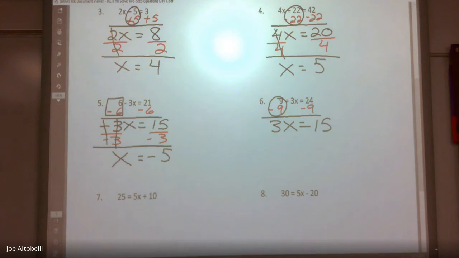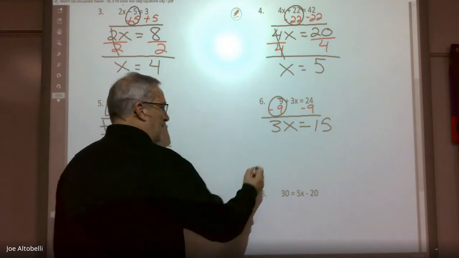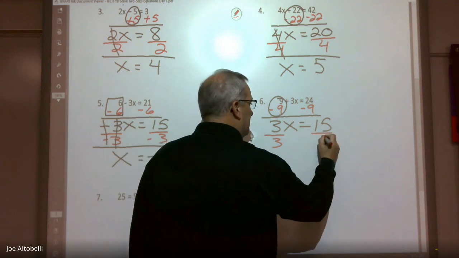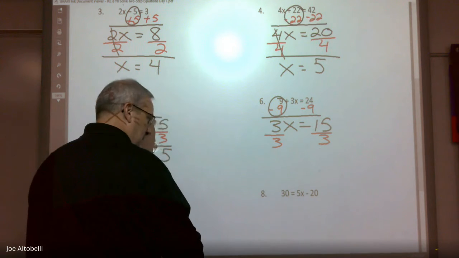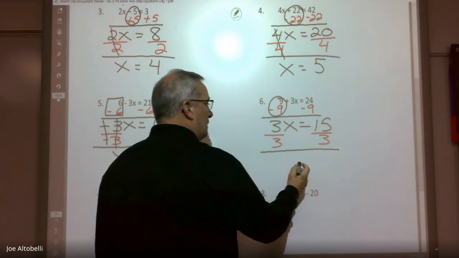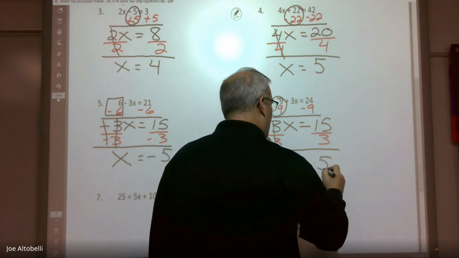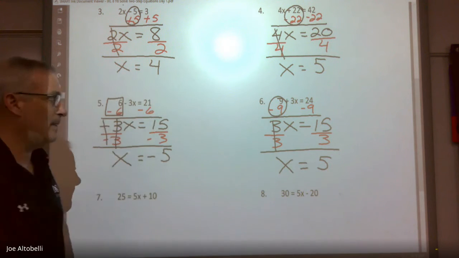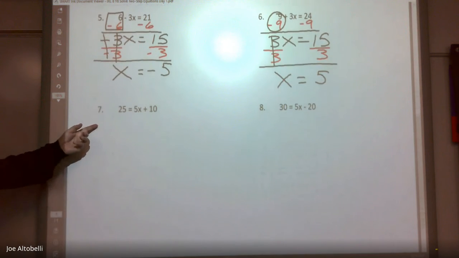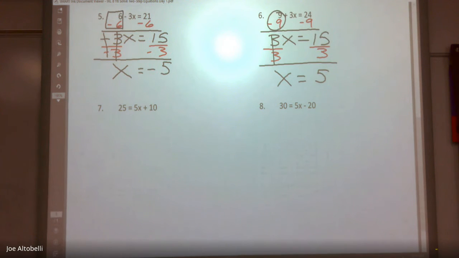And then my next step, how do I undo multiplying by 3? Divide by 3. Cancels. X equals 5. Okay, now I only have 2 left, right? That's all that's left on your sheet.